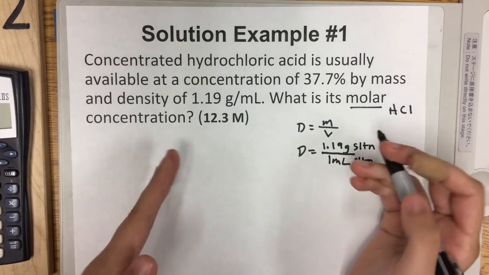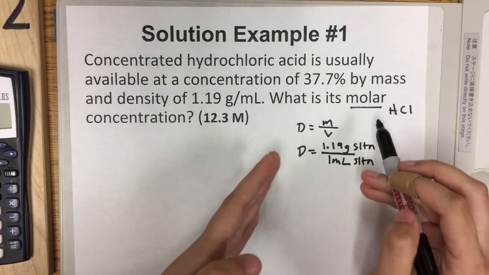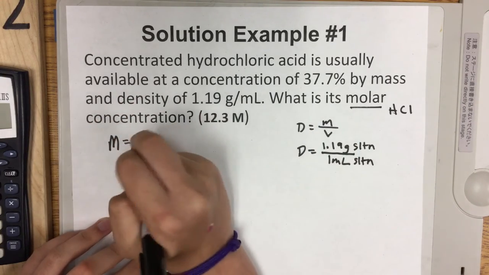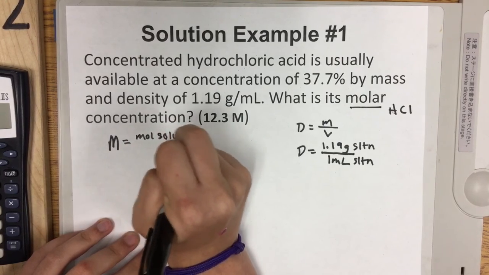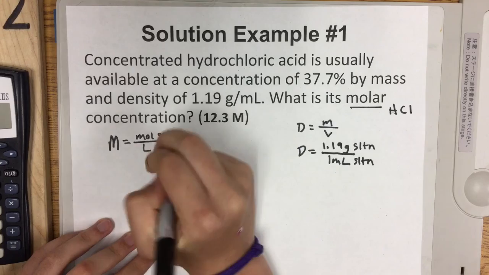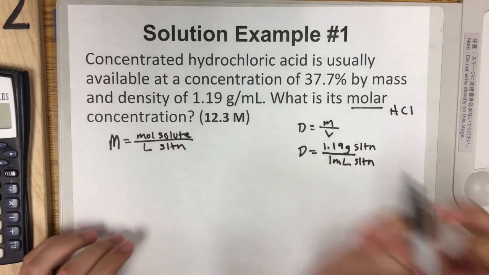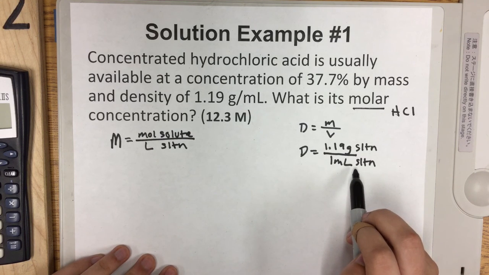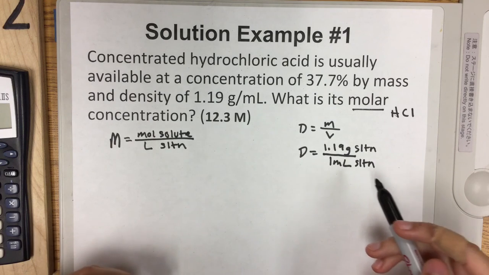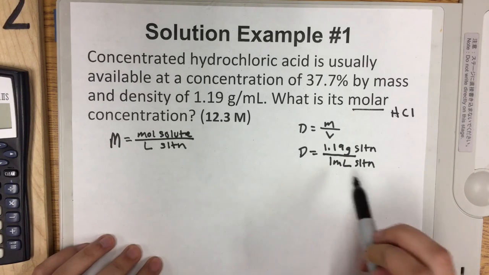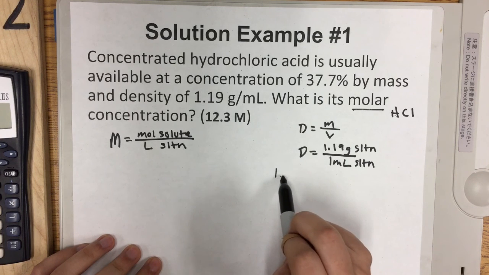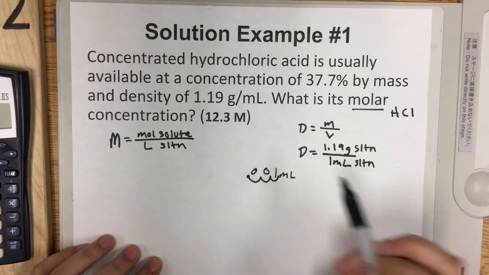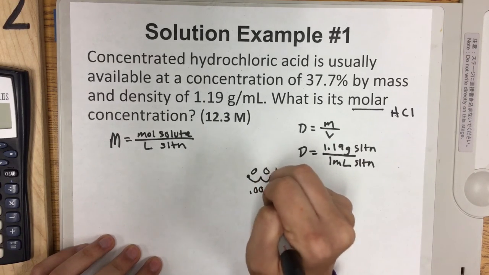So let's skip back to what we're solving for. We're solving for the molar concentration. So we know that molarity is the moles of solute over the liters of solution. From this, we have milliliters of solution, so with 1 milliliter, you would move over 1, 2, 3 decimal places, and that would be 0.001 liters.